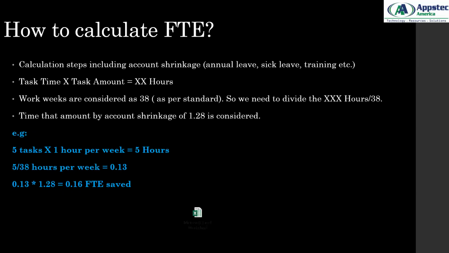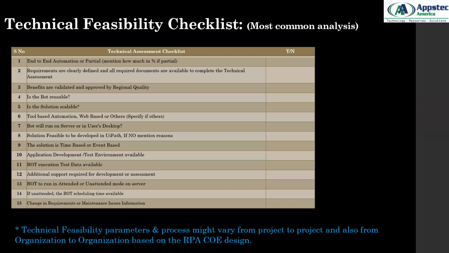So that 0.16 could be based on one employee resource. But if you have multiple employees in a single project, then obviously you get the calculation of your total FTE benefit. Then we have seen the technical feasibility checklist. Very, very important. Everything that you need to do on a technical assessment of an RPA project, these are the 15 check boxes you have to go with.